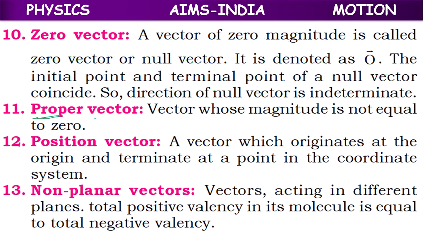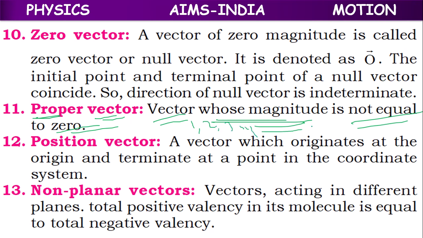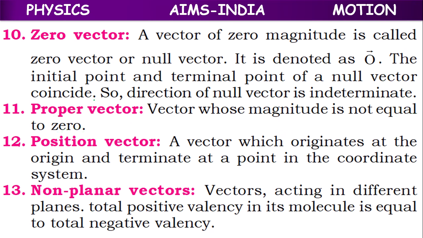Next one, we have proper vector. It means a vector whose magnitude is not equal to 0, having some value other than 0, like 1, 2, 3, 4 units. It is called a proper vector.